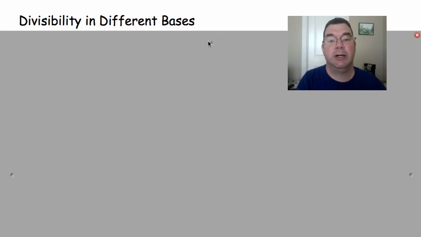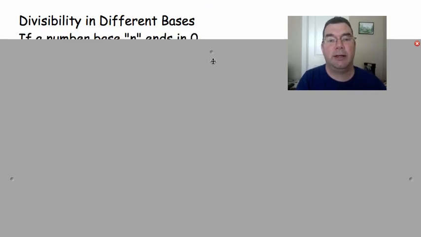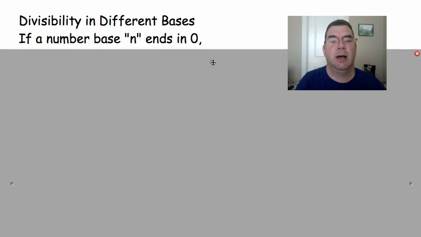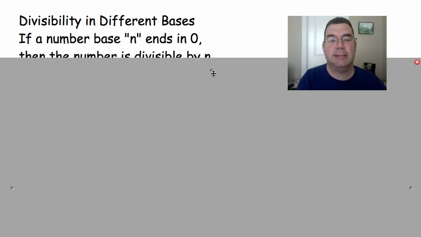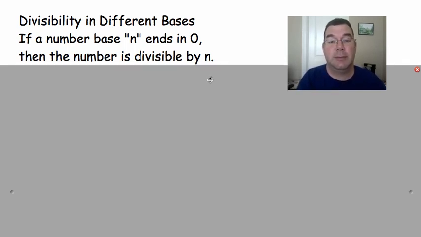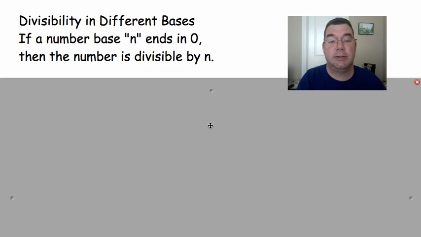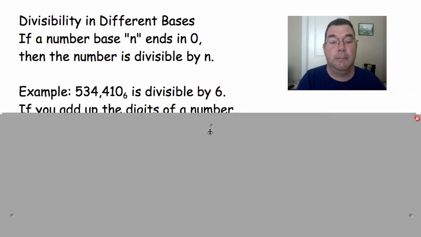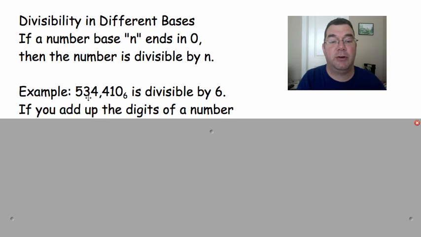All right, so now let's look at divisibility in different bases. Kind of an easier concept, but we have to think of everything in base 10 first. If a number base n ends in 0, that means that it is divisible by n. So if we were dealing in base 10, if a number ends in 0, you know it's divisible by 10. Okay. Same thing with any base, though, if it ends in 0. So, for example, if I had 534,410 base 6, that ends in a 0, so it's going to be divisible by 6.